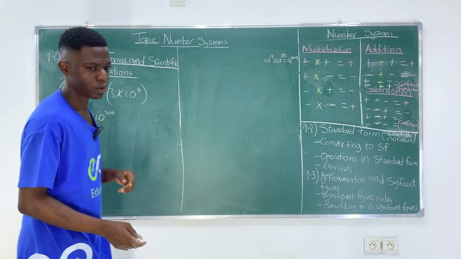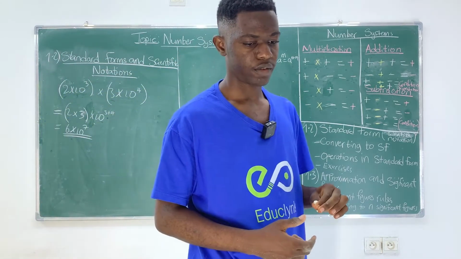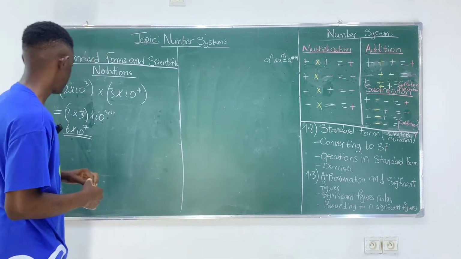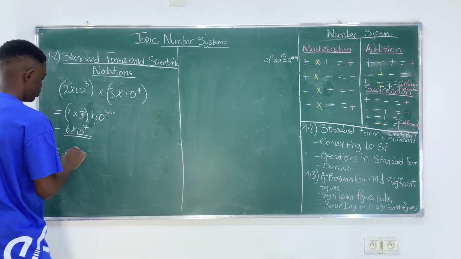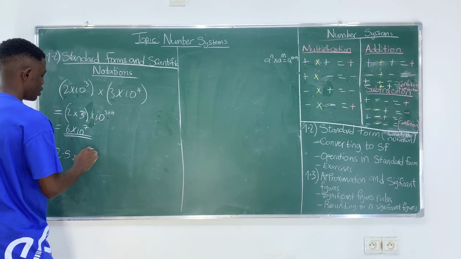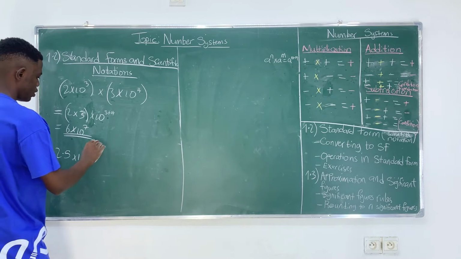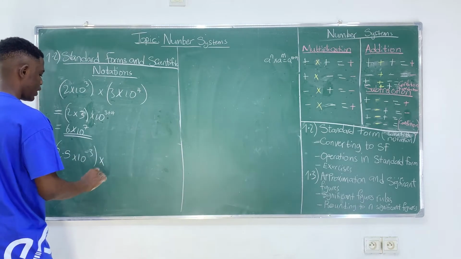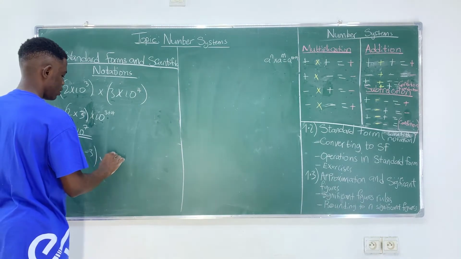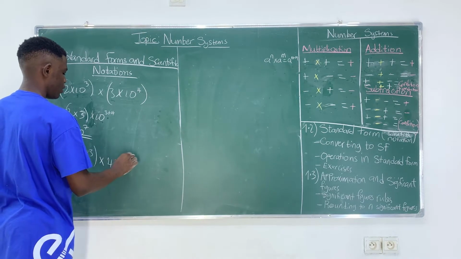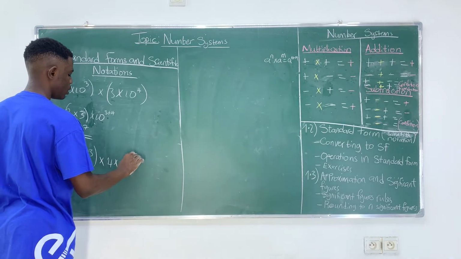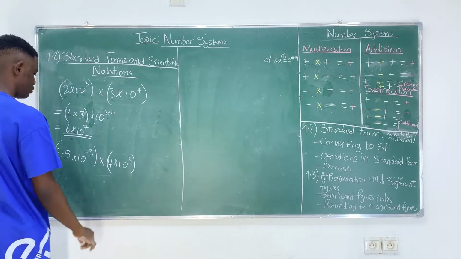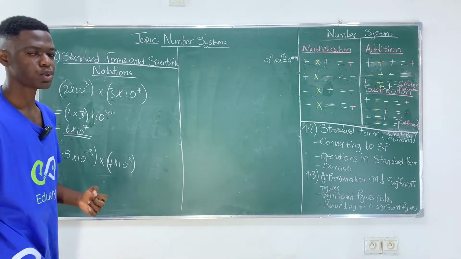So let's take another example. 2.5 times 10 to the power minus 3, times 4 times 10 to the power 3. This is going to be the answer.